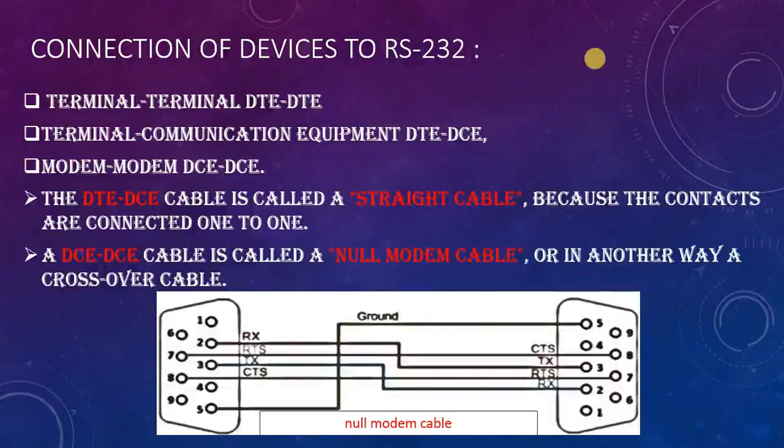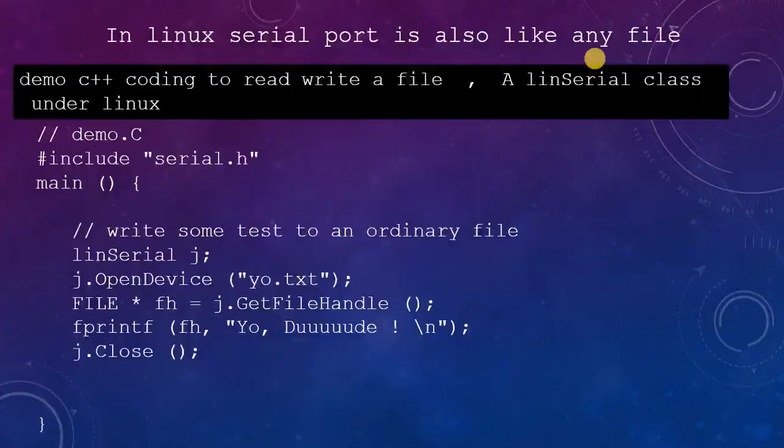And this is how you get started with the C++ programming for interfacing. So you open a Linux terminal and create a file called demo.c, in which you simply write like this. You include serial.h, and you are using a class called LinSerial, which comes specifically for serial interfacing. It's freely available. You can search in Google and download this.